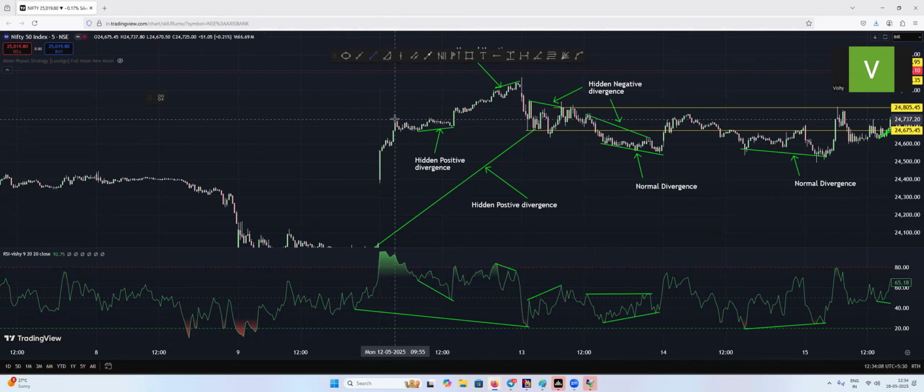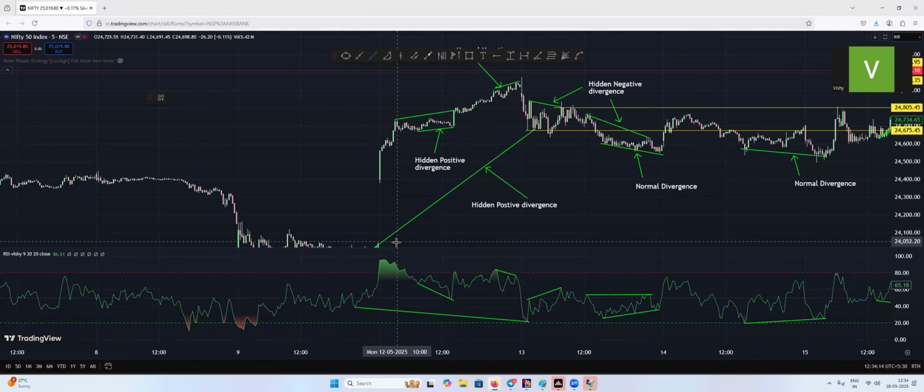Let's consider this level and this level. Here, this peak, basically this one, and this is this. So you see a normal negative divergence, right? Normal negative divergence, but the price did not fall. So it was clearly saying that it is going to go up. So it went up.